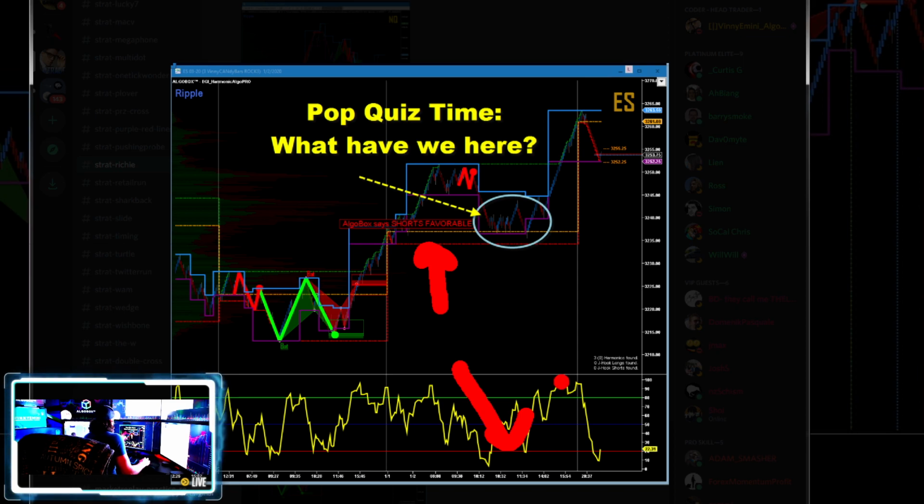Actually, this is an after effect. Let me back up for a second. You see where this is? This short's favorable is actually referencing the after hours. This is actually a really nice trade setup. It's just not the ideal time of day, so you're not getting a huge run.